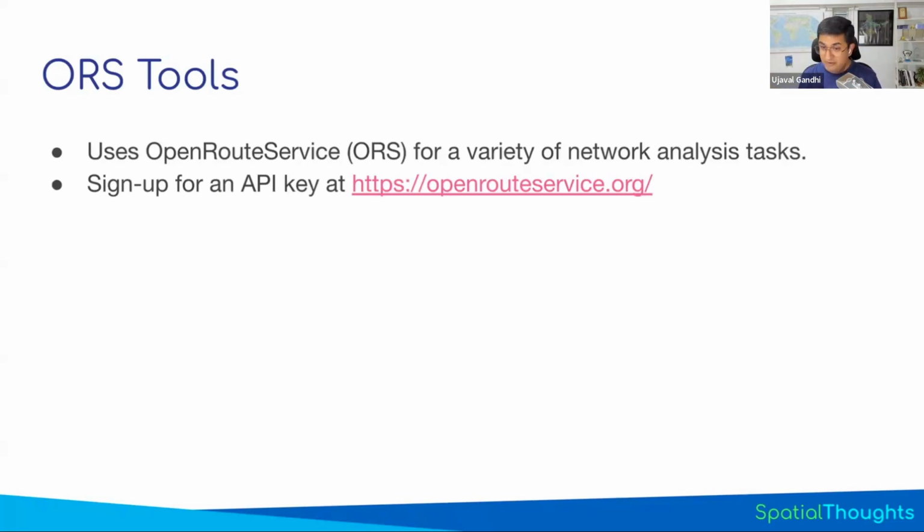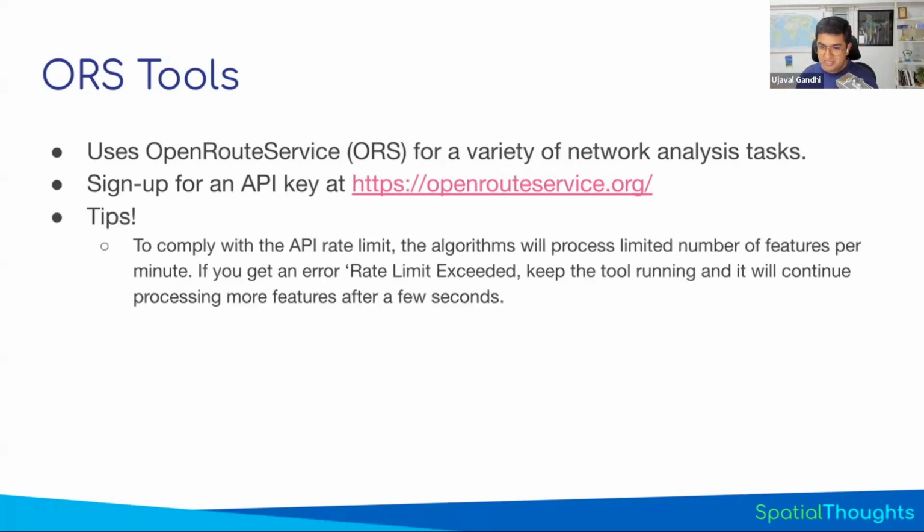You just sign up for an API key. It's a free service run by university. Just go and sign up for a free API key, input that into your plugin. And when you say compute, do some network analysis, that request will go on the server, the server will compute that, and only share the results back to you. Sometimes when you're doing a lot of data processing, there are limits of how fast you can call the service. So for example, if you're computing isochrones, you can only compute 40 per minute. And if your data has 100 features, after 40, you'll say error, rate limit exceeded, error.